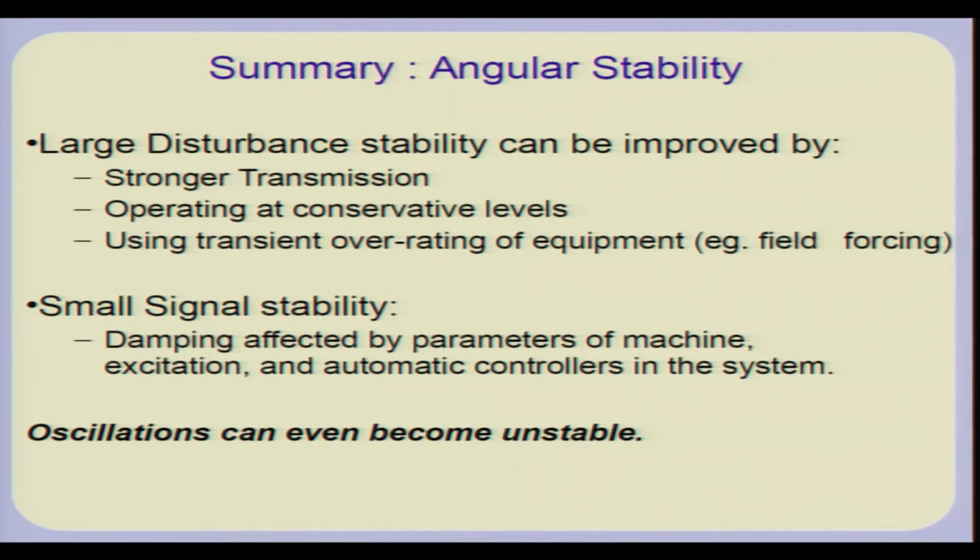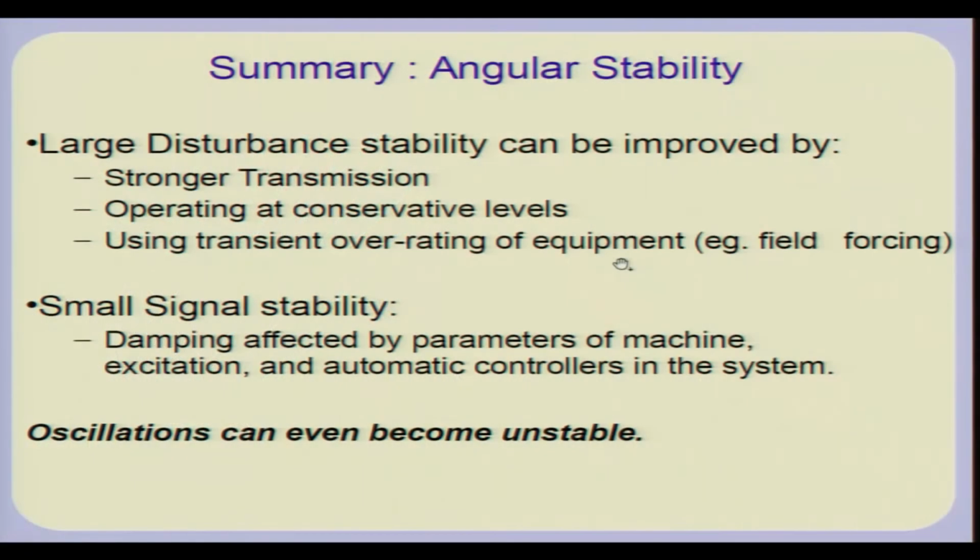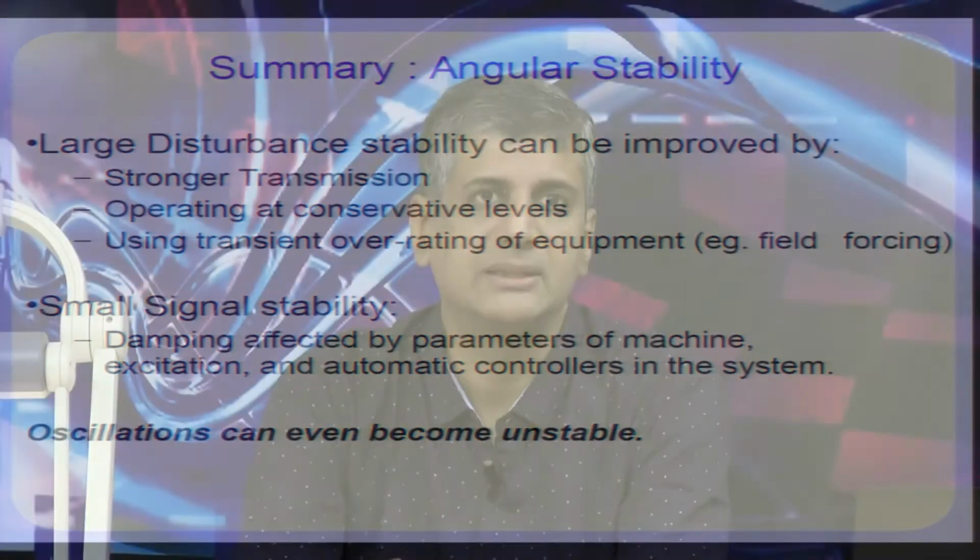In fact, one more way of improving a large system stability is to use some of the equipment which can be controlled fast, like for example, the excitation system. HVDC links usually have a transient overrating, and you could in fact transiently increase the power through an HVDC link for a very short time, 5 seconds or 10 seconds, and that kind of control sometimes is just what is necessary to prevent an unstable situation from developing. So, this is the third way you can also improve your large disturbance stability.